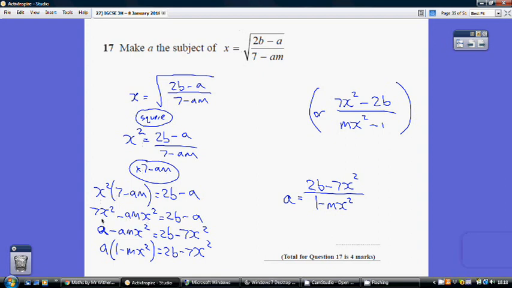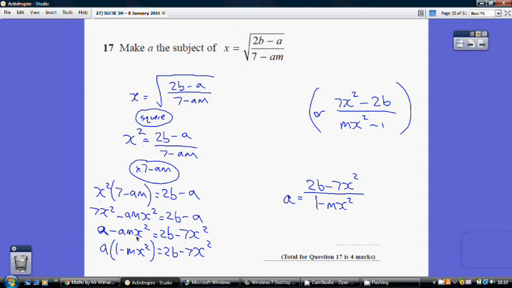Now the secret is to get all the terms which have an a in them onto one side. I'm going to choose the left, and all the terms that do not have any a's in them onto the other side, I'm going to choose the right. So I don't want this on the left hand side, so I'm going to take away 7x squared from both sides, and I do want this minus a on the other side, so I'm going to choose to add a to both sides. So at that point I get a minus amx squared equals 2b minus 7x squared.